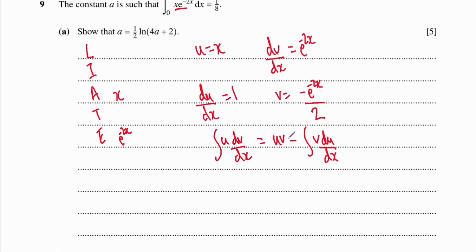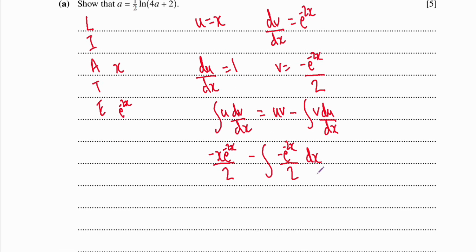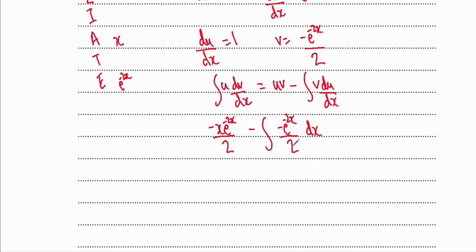Let's start then. We have u times v, that's x times negative e to the negative 2x divided by 2. So we have negative x e to the negative 2x divided by 2, minus the integral of v, which is negative e to the negative 2x divided by 2, times du/dx, which is just 1. That's right there, and this is, of course, with respect to x. Now, negative negative becomes positive, and we can bring the 1 over 2 outside. So we have negative x e to the negative 2x over 2 plus a half times the integral of e to the negative 2x dx.